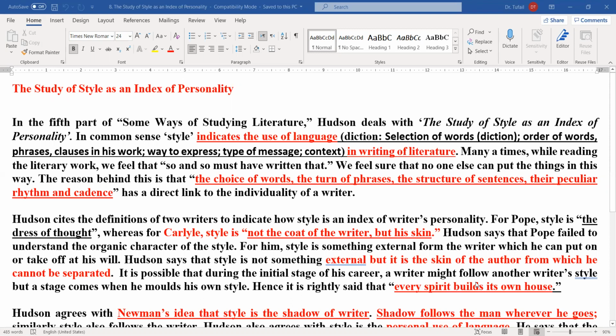A writer's particular quality, the way he writes, makes him unique from the other writers. So it is very necessary that each writer should have his or her own style.